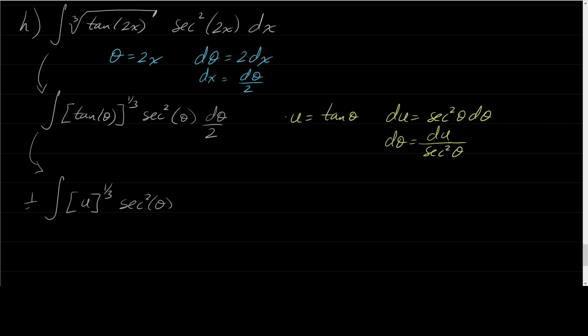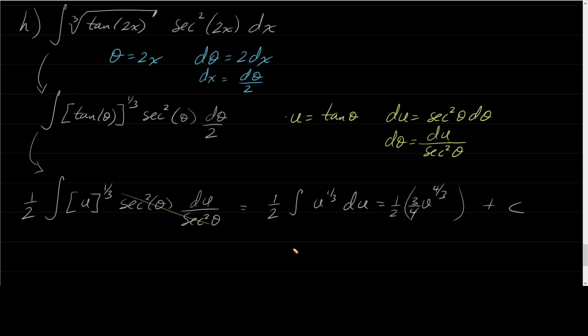There's 1/2 I'm going to bring to the front. There's d theta. D theta was du over secant squared theta. At that point, you see that something cancels out there. The secant squares cancel each other out. So what I have now really is just 1/2 times the integral of u to the 1/3 du. And well, adding 1 to the exponent, I end up with u to the 4/3. We have a 1/2 over here. And dividing by the new exponent is the same thing as multiplying by the reciprocal. So what I really get there is just 3/8 u to the 4/3 plus c.